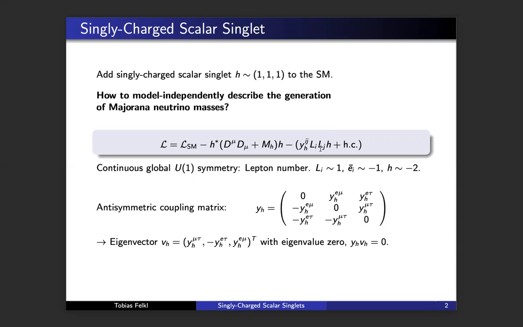Due to the way the 2 left-handed lepton doublets are contracted in weak isospin space, the associated coupling matrix has to be antisymmetric. Therefore, it always features a non-trivial eigenvector with the vanishing eigenvalue.